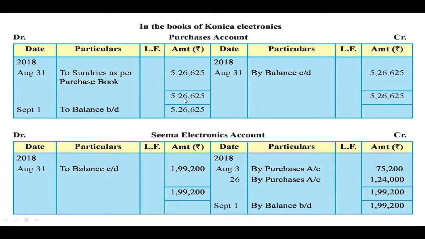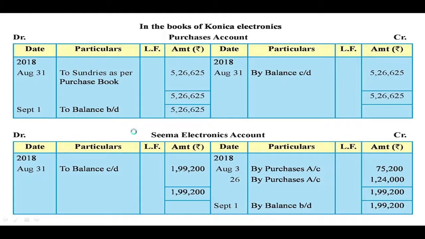The total is recorded on the same line in the amount column of debit and credit side. And now this closing balance will become opening balance for the next month. So 1st September, to balance brought down 5,26,625 is written after the total.